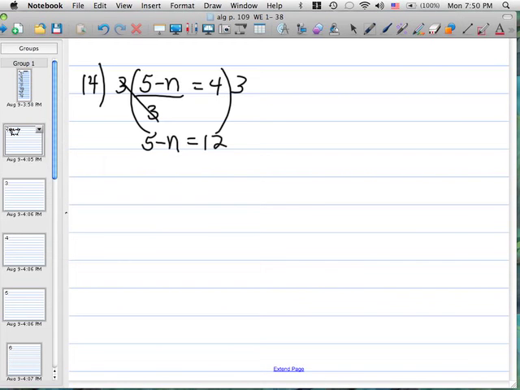This is adding 5. The opposite of adding 5 is subtracting 5. Be careful with this kind of problem. You still have a negative sign in front of that n, or the opposite in front of that n, equals 7. So if the opposite of n equals 7, n equals negative 7.